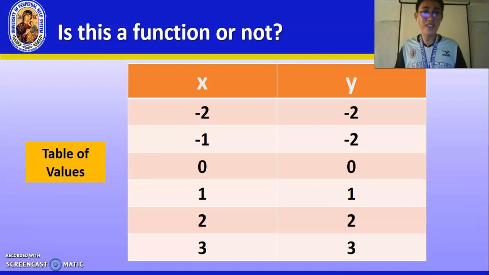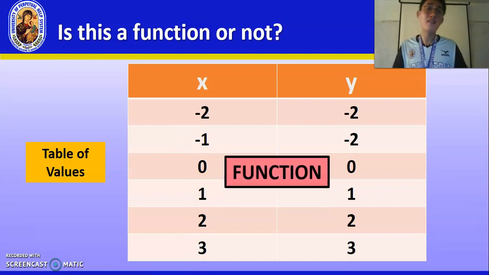But how are we going to answer that? I'll teach you the shortcut, alright? You have to listen carefully. The shortcut here is if there is no repetition on the x values, then that is a function. Otherwise, it's not a function. Let's take a look at the numbers on the x column: -2, -1, 0, 1, 2, 3. Question. Is there a repetition there? There is none. So this is a function.